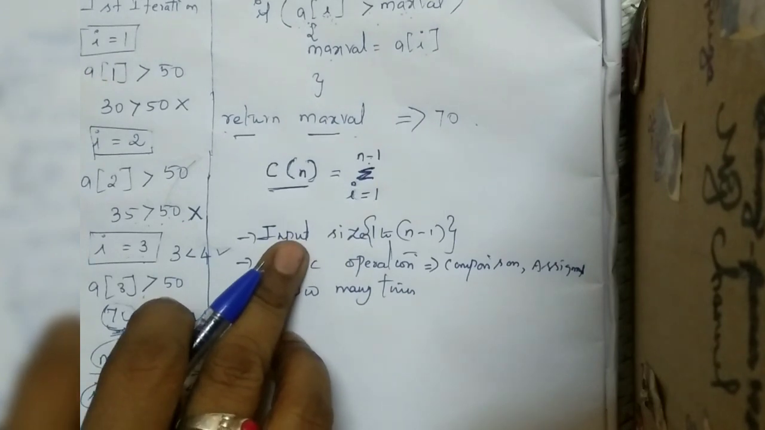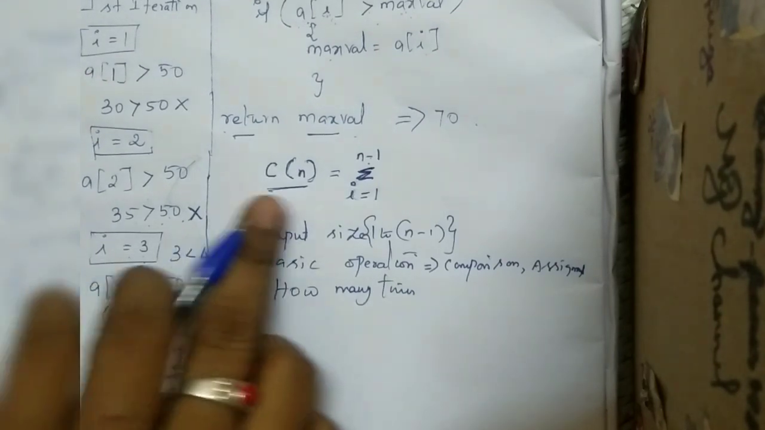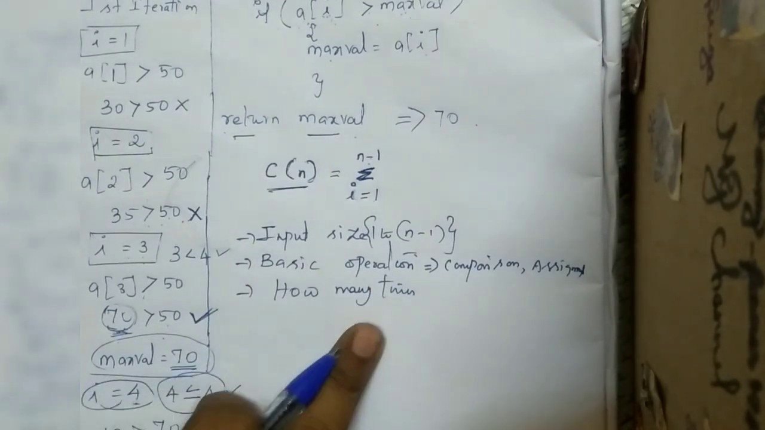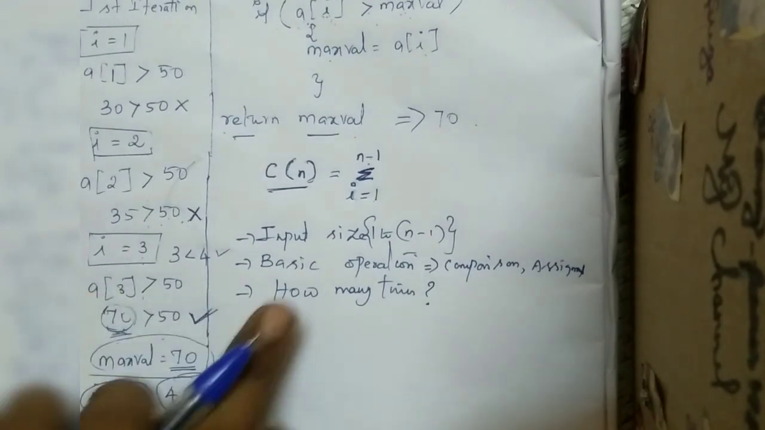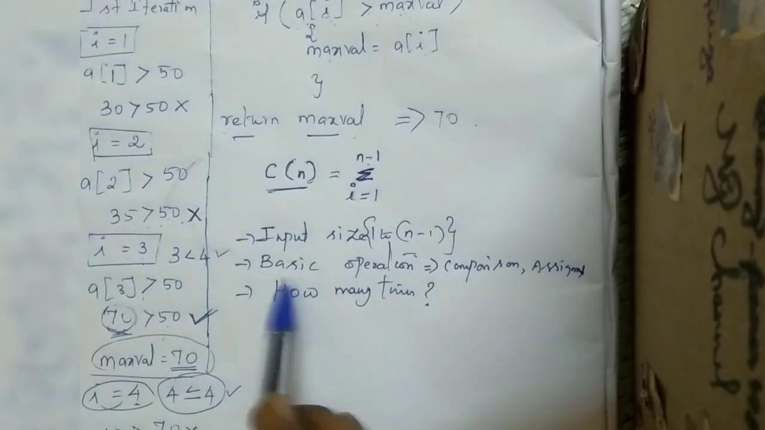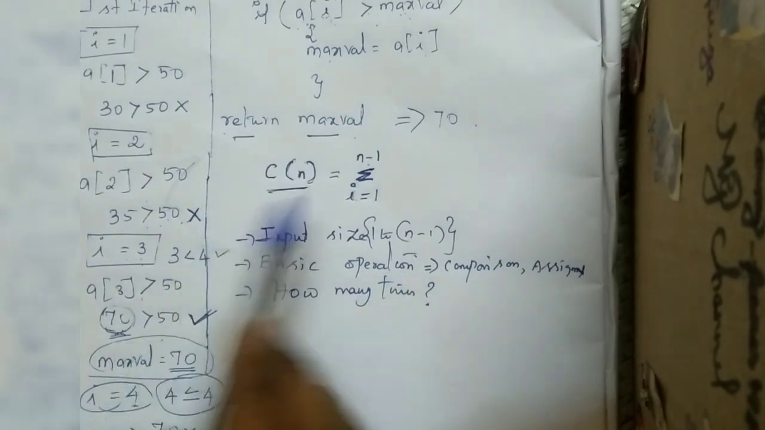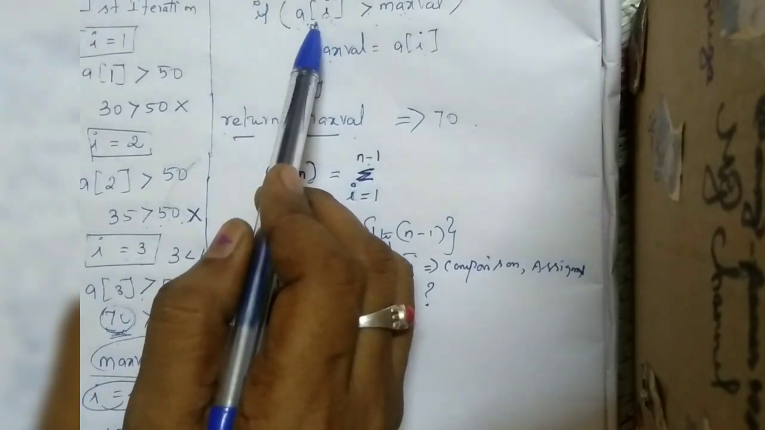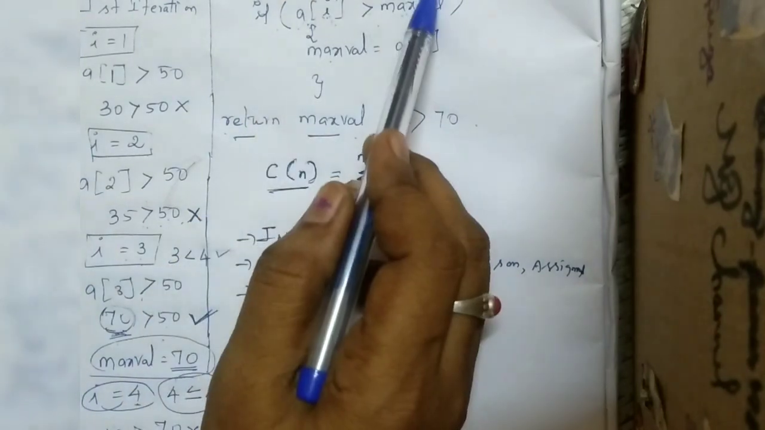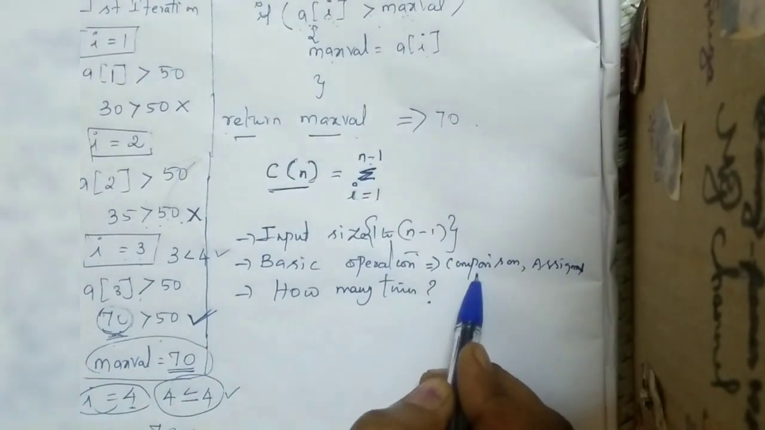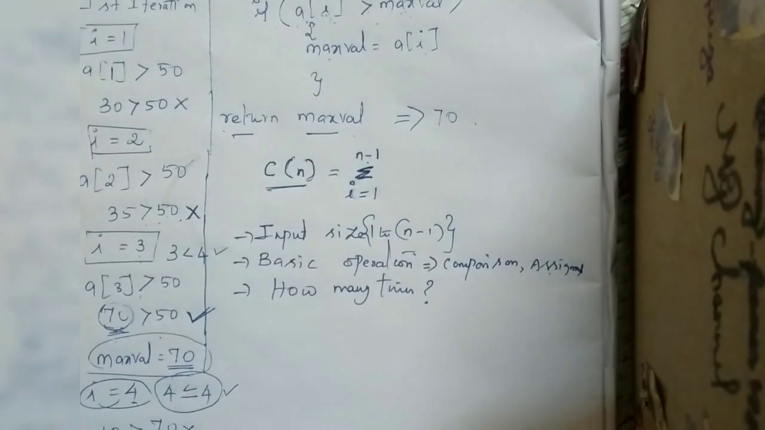Here are the three things we should know before finding the time complexity: what is the input size, what is the basic operation, and how many times this basic operation is going to be executed. The input size is 1 to n minus 1 times the operation is going to execute. The basic operations here are comparison and assignment. Within this for loop we compare a of i and max value until i is less than or equal to n minus 1, and one more operation is assignment. So comparison and assignment are the basic operations in this program.